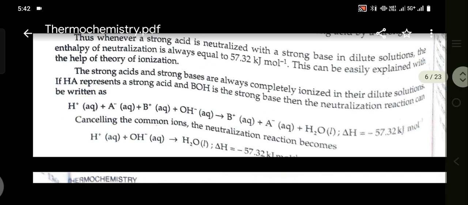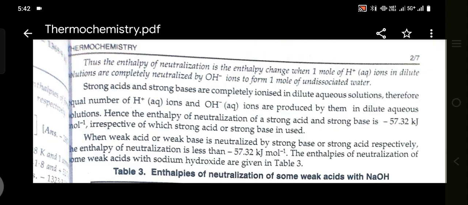Cancelling the common ions, the neutralization reaction becomes H+ (aq) + OH- (aq) gives H2O (l), and ΔH will be equal to -57.32 kJ/mol. Thus, the enthalpy of neutralization is the enthalpy change when 1 mole of H+ ions in dilute solution are completely neutralized by OH- ions to form 1 mole of undissociated water.